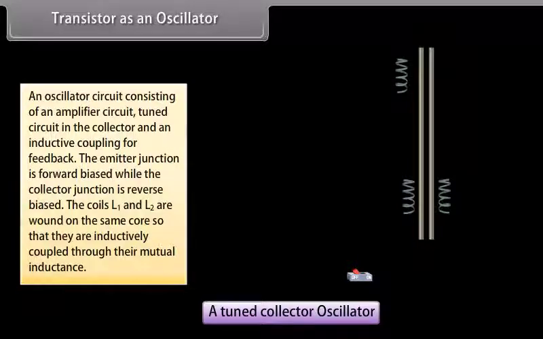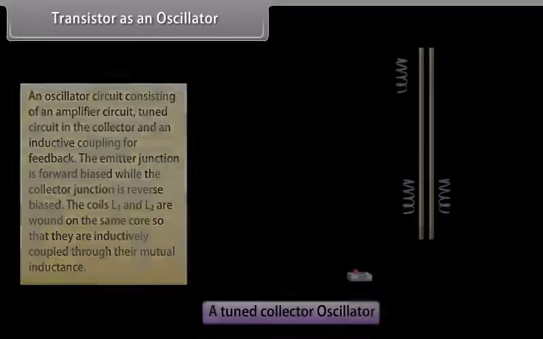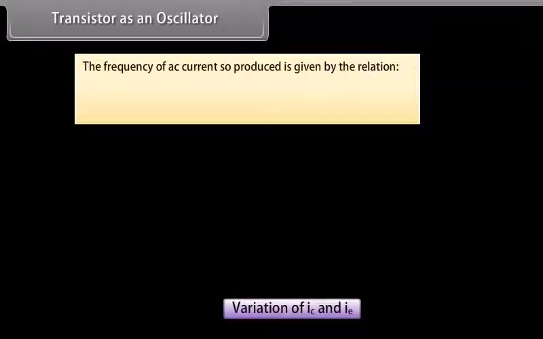On pressing the key, collector current suddenly starts flowing through L1. Consequently, a voltage is induced in coil L, which charges the capacitor C with such a polarity as to support the forward bias of the base-emitter circuit. On reaching saturation, collector current stops varying, hence the induced EMF in coil L vanishes. The frequency of the AC current so produced is given by the relation f equals 1 upon 2π multiplied by 1 upon the square root of LC.